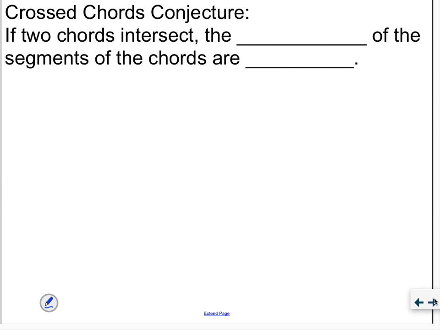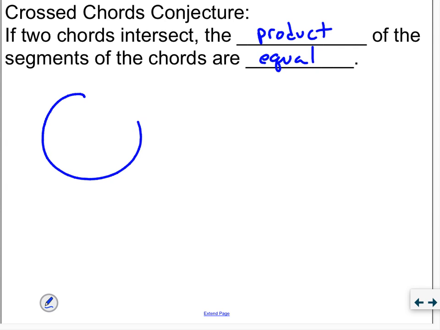We're going to call this the cross chords conjecture, that says if two chords intersect, then the product of the segments of the chords are equal. So if I draw a little picture of what's going on there, here's my circle, here's two chords intersect, and I'm just going to call these lengths segment A and B and segment C and D. And what that tells us is that A times B is equal to C times D. So that's what our conjecture says.